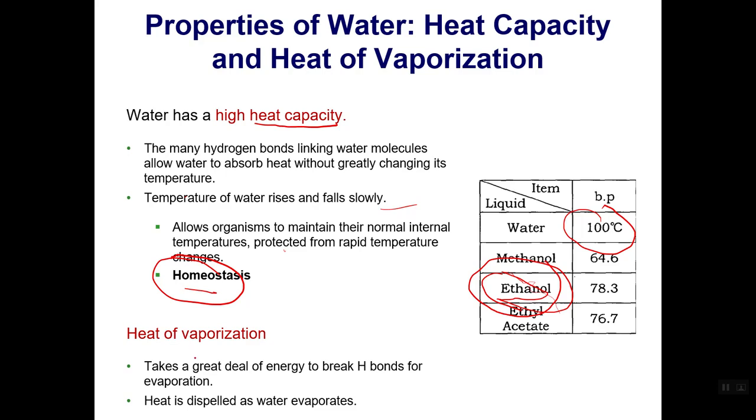Next, heat of vaporization. It takes a great deal of energy to break those hydrogen bonds in order for water to evaporate. When you boil a pot of water and you see all that steam coming off of it, what is it? It's water molecules. It's water vapor in the air. And they have gotten into the air because they broke free. They broke hydrogen bonds with the liquid water and then were aerosolized into the air. So we have a very high heat of vaporization, which is related to the heat capacity for water.